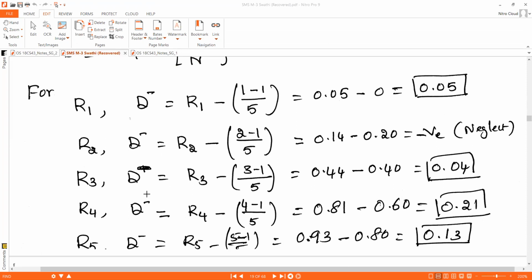Okay, next, we need to find the d minus value when i is equal to 4. When i equal to 4, how will the d minus become?